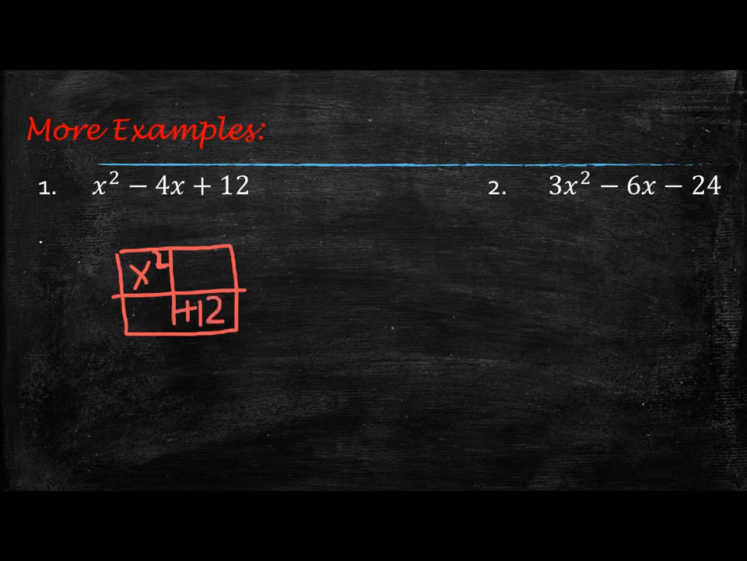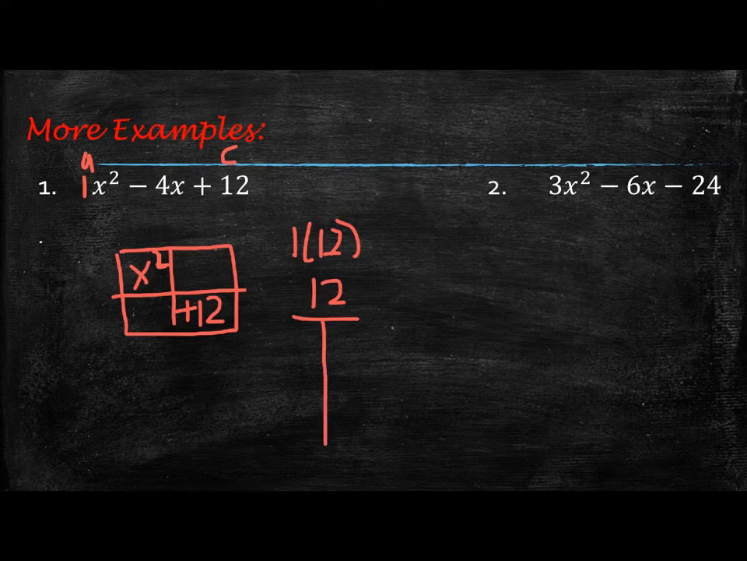bottom right box. We're still going to make our AC chart, so our A is that 1, and our C is 12. So 1 times 12 is 12. And we're looking for factors of 12 that add up to give us that -4.